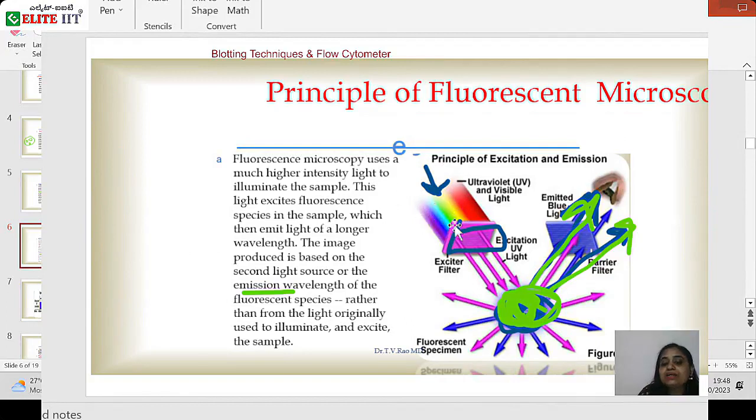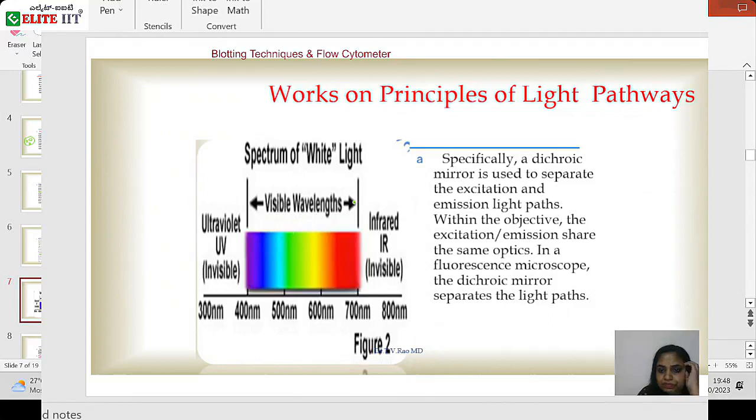That means the starting point of the light, which goes towards the fluorescent compound, exciting and illuminating the compound, followed by the emission of the light. Specifically, a dichroic mirror is used to separate the excitation and emission light paths. So here what is present is a dichroic mirror, which separates the source of the light and the emission of the light. Within the objective, the excitation and emission share the same optics. In a fluorescent microscope, the dichroic mirror separates the light paths.